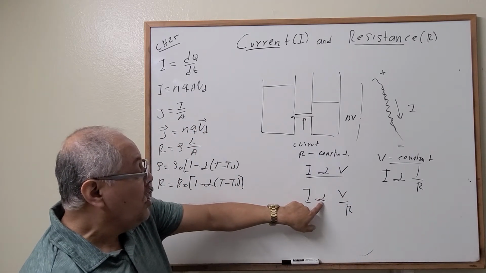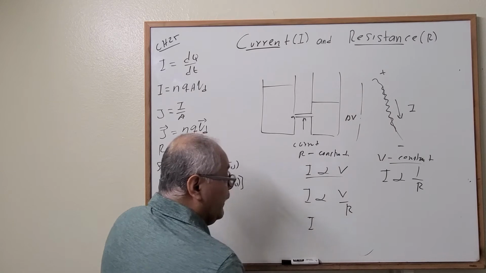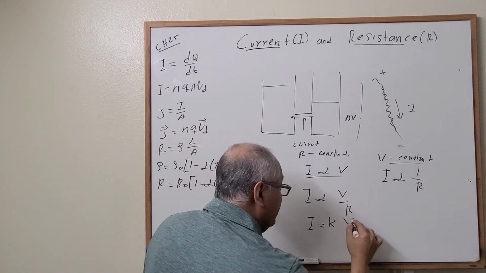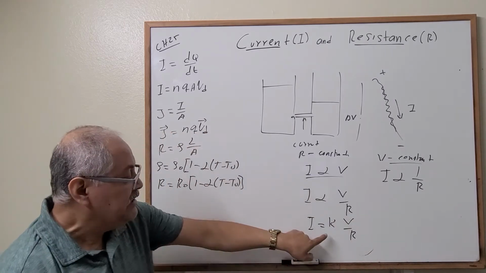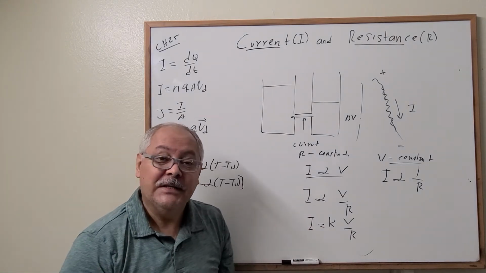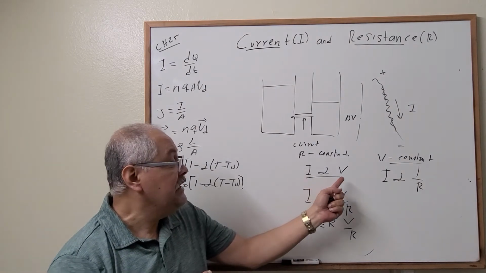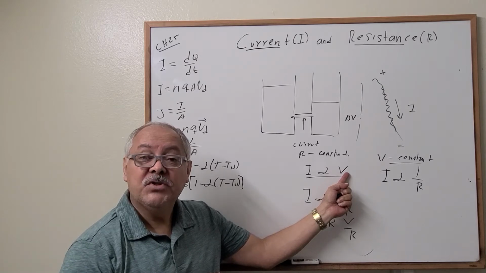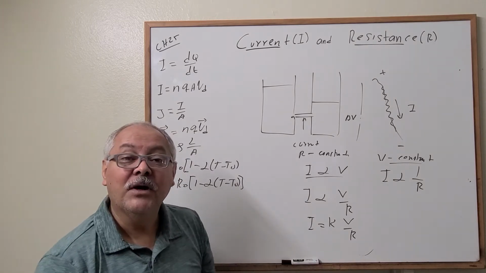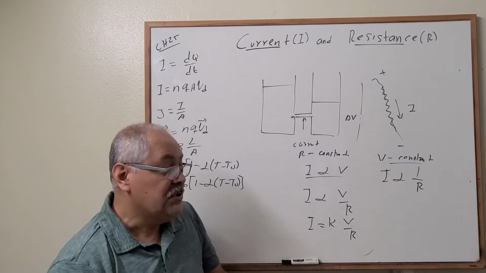Now we need to eliminate this symbol, and then what do we have? Current is equal to, let's say, a constant times voltage over resistance. Remember, this is the constant of proportionality, and its main function is to match the units. Now let's see. So far we have the units for current, which is amps, and the units for voltage, the potential difference, which is volts. All right, now let's define the units for resistance to find what should be the units for the constant of proportionality.